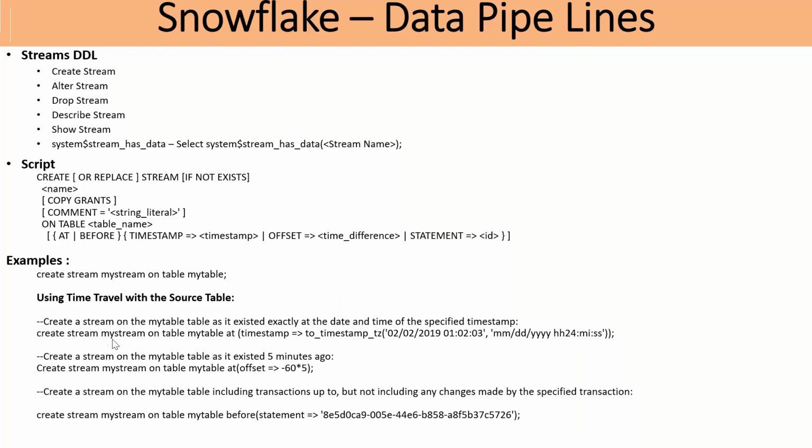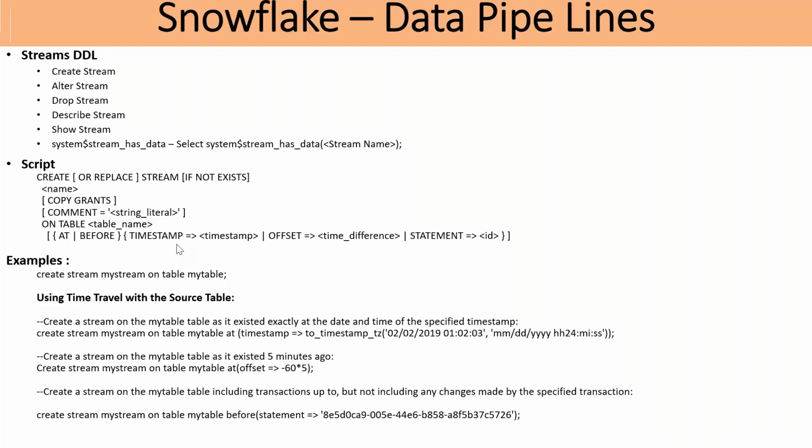So coming back, right? This is a script. Create or replace stream, copy grants, comment on table, add before. If you are trying to clone and then create a table, right? Create a stream from that particular time onwards.